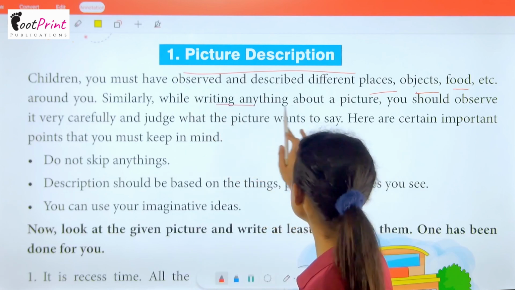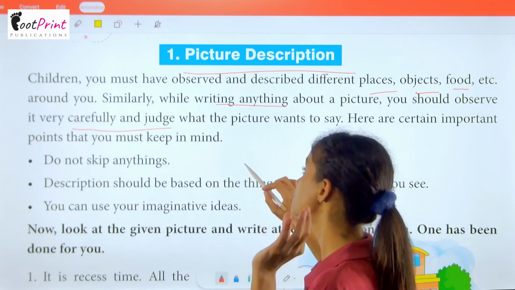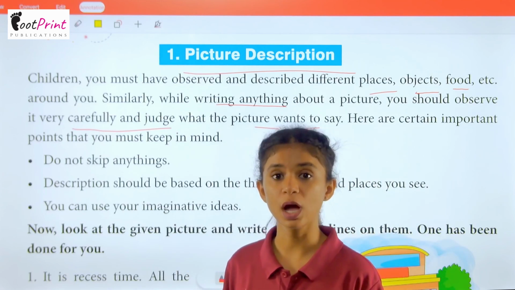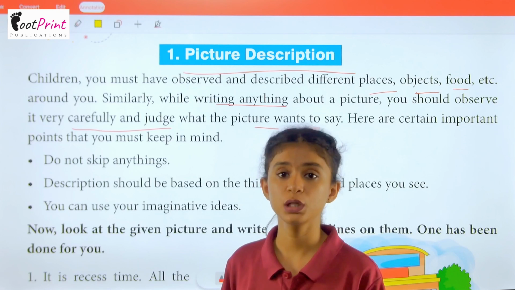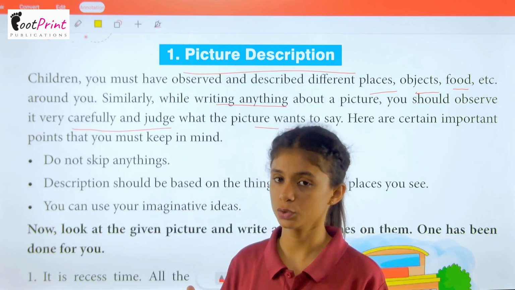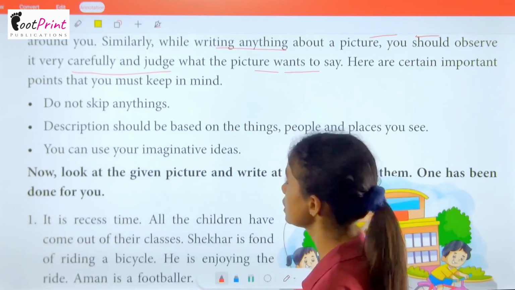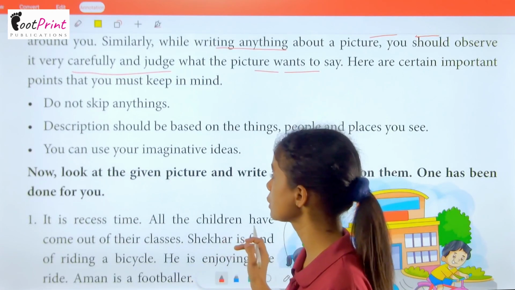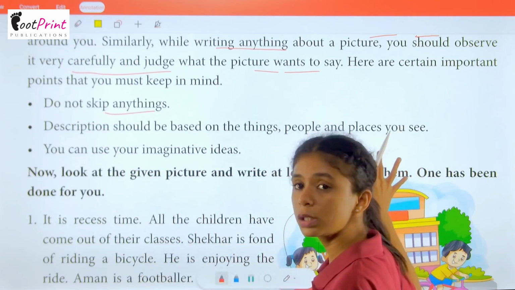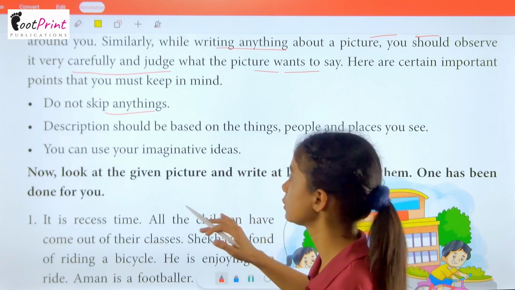Similarly, while writing anything about a picture, you should observe it very carefully and judge what the picture wants to say. When you're describing a picture, you have to look at it very carefully, observe it, and understand what is going on in the picture. Here are certain important points that you must keep in mind. Do not skip anything. Anything that is shown in the picture, you should not forget. You have to describe everything.